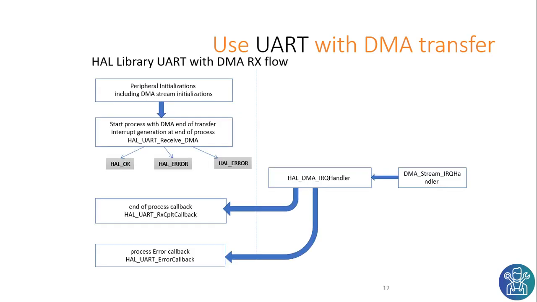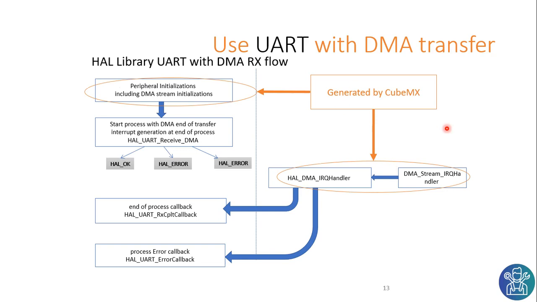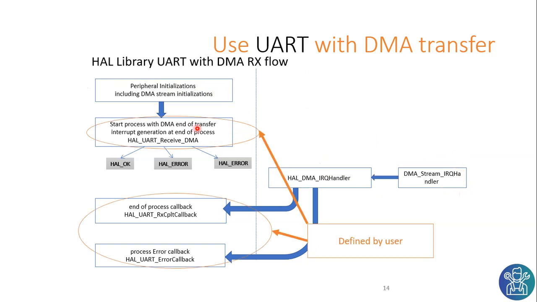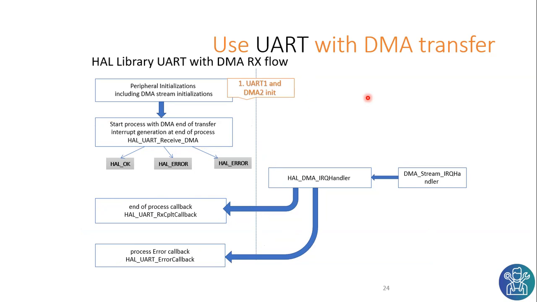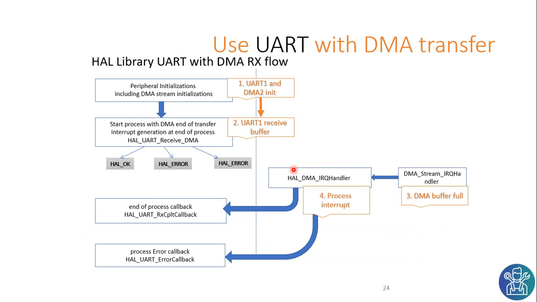So how does the UART with DMA work? First of all, after we set the CubeMX, the CubeMX generates some code: the peripheral initialization, the DMA stream for the interrupt, and the DMA IRQ handler. The user itself needs to write some code: the start process with DMA, end of transfer, and also the end of the process, and if anything goes wrong. How does it work? When the software is working, the UART and DMA are initialized, then the UART and receive buffer are receiving the data from an external source. When the DMA buffer is full, you get an interrupt, then the code processes the interrupt, then the buffer is received in the callback, and if there is an error, we're dealing with this.